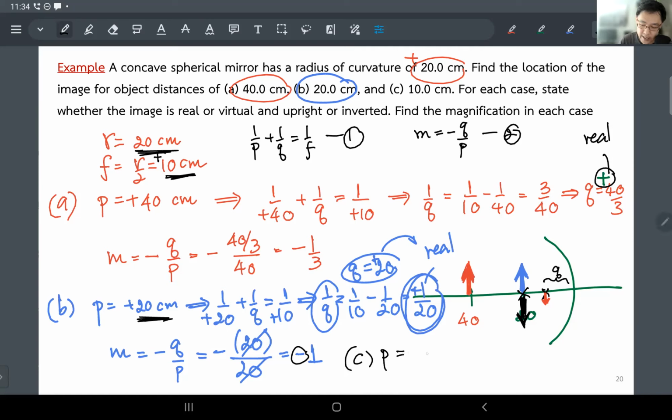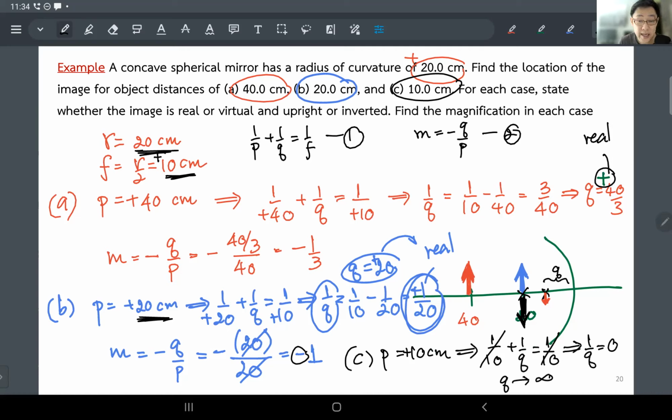Part C, the image location is now at 10 centimeters. You can put a positive sign in there just to emphasize. And then from the mirror equation, you're going to get 1 over P plus 1 over Q equal to 1 over F. Now, this is going to be the weird one because you get a cancellation. So 1 over Q is 0, or Q is at infinity. But that's no big deal because in part C, you are standing right at the focal point.